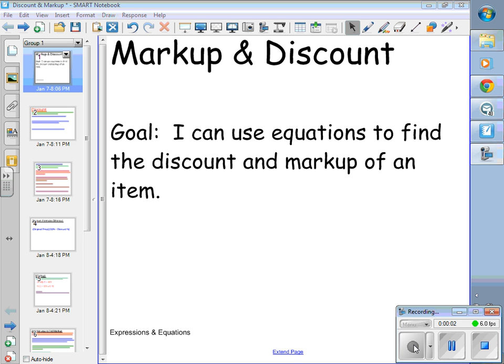Our lesson today is on markup and discount. Our goal is that we can use equations to find the discount and markup of an item. As always, you need to be taking notes, making note of any questions that you have, and be prepared to ask them when you come to class next time.